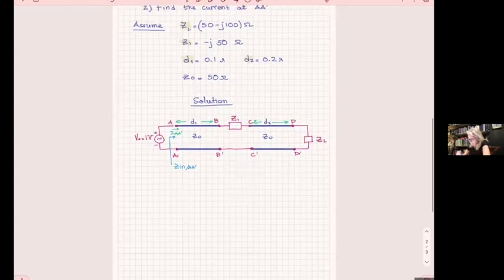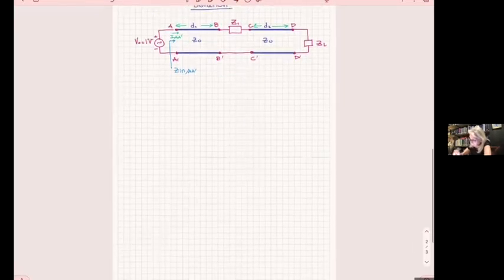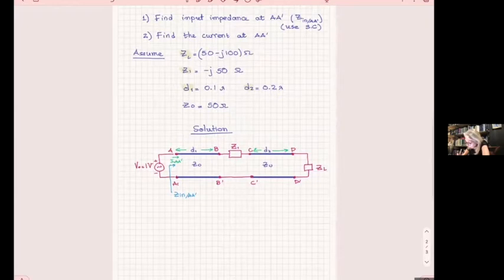Okay. Now, I'm going to first of all do the following. I will transfer, because the way it is, I cannot do very much, all right, to find the input impedance in the from.